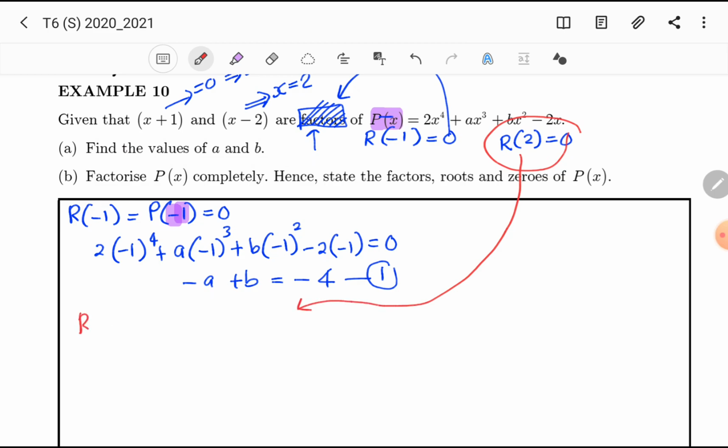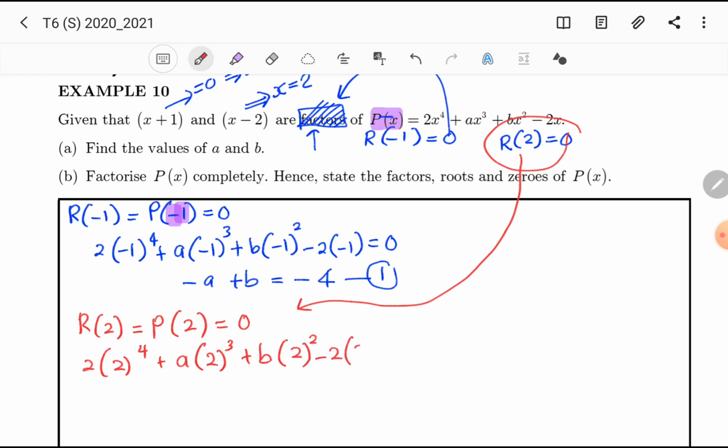So, we have r of 2 equals p of 2 and is equals to 0. Okay. P of 2, kita akan substitute 2 into px. So we will get 2 times 2 power of 4 plus a times 2 cube plus b times 2 squared minus 2 times 2 equals to 0. Okay. And next, if you try to simplify, you will get 2a plus b equals to negative 7.